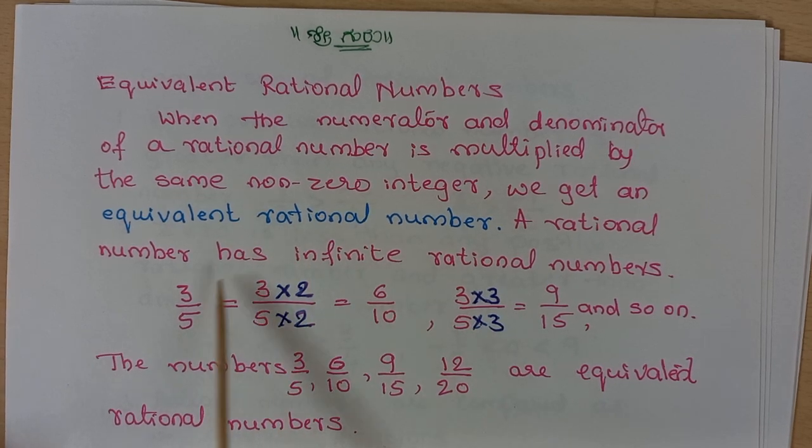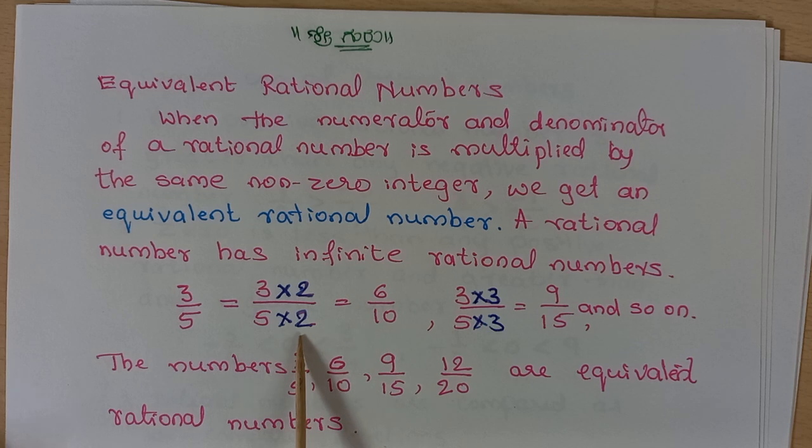If you multiply the numerator and the denominator by the same number 2, we get 6 by 10. We say that 6 by 10 is the equivalent fraction of 3 by 5, or because it is positive, I say that it's a fraction. It is a rational number. 6 by 10 is the equivalent rational number of 3 by 5.